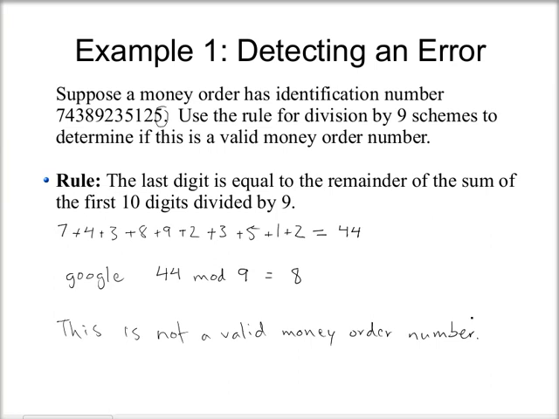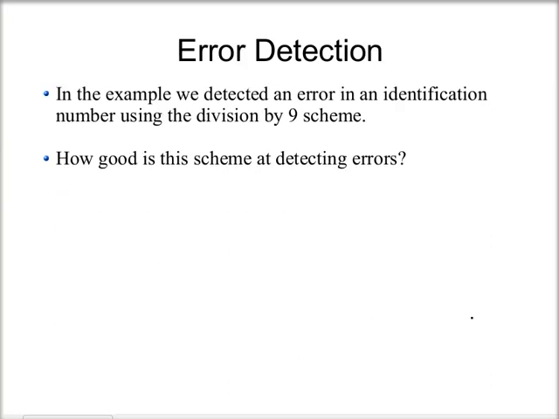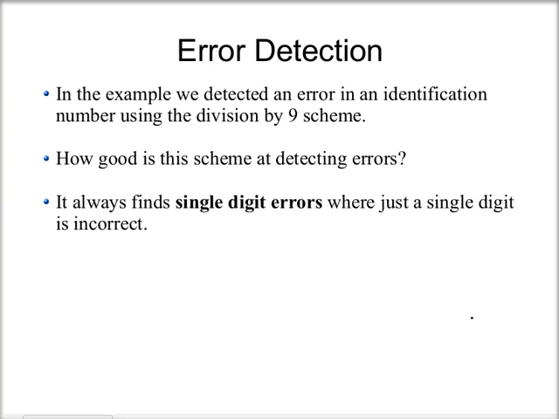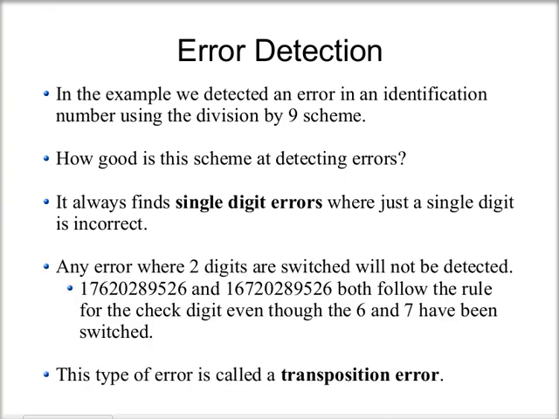So we found an error in this case. How good is this scheme at actually detecting errors? That's an important question to ask. Well, we're always going to find single digit errors, and that's an error where just a single digit of the identification number is typed in incorrectly. What we're not going to find is any error where two digits are switched. Those will always be missed.